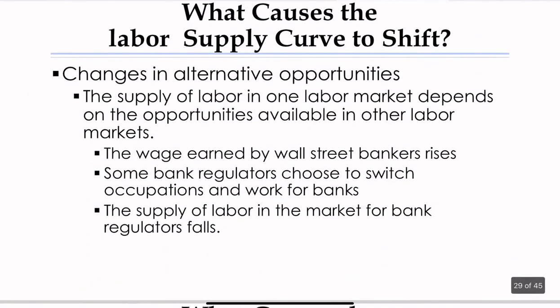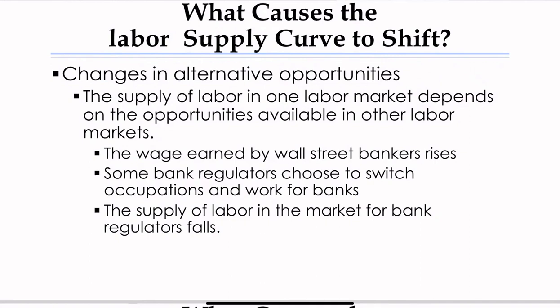And the second reason that the labor supply curve can shift is changes in other job opportunities. Basically, job markets are interconnected. So the supply of labor in one market will depend on opportunities available in other markets, right?